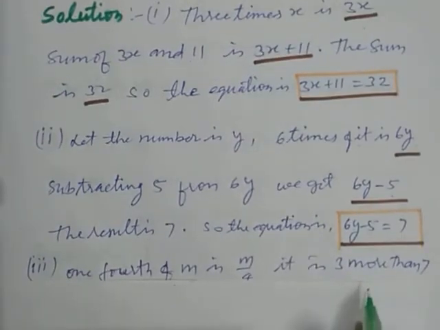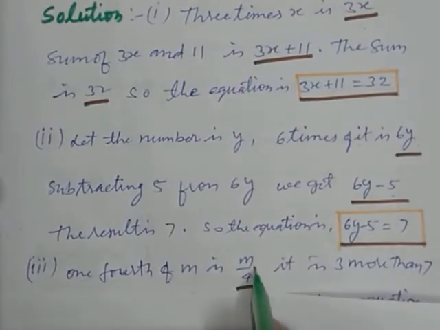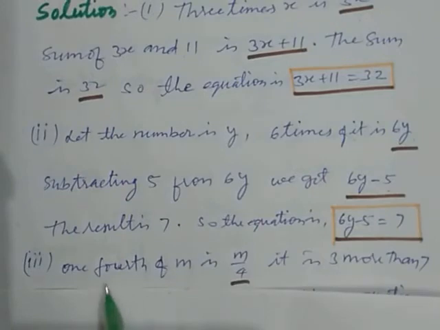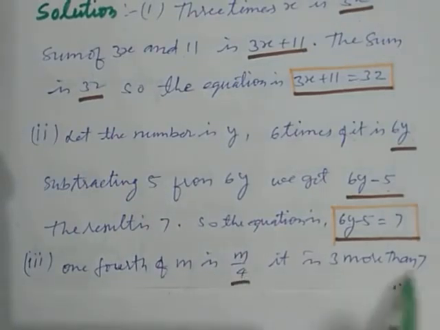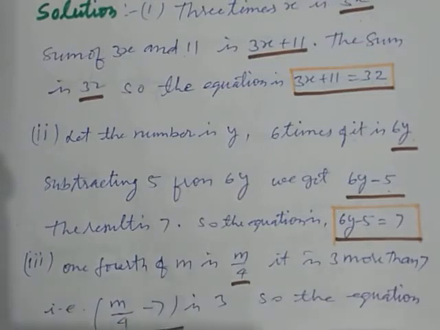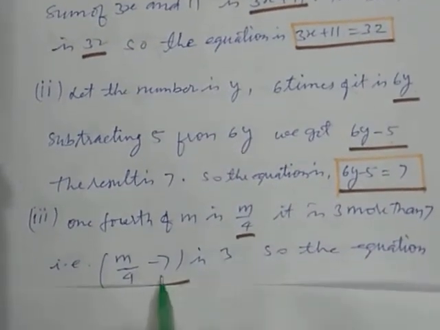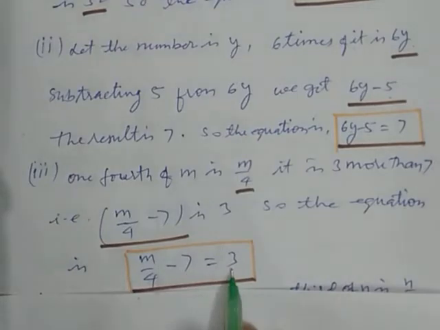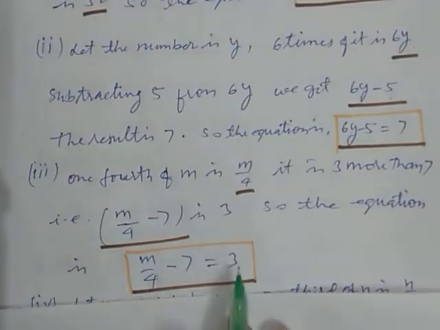Now the third part: 1/4 of m is m by 4. Here, 1/4 of m is 3 more than 7. So the first part, 1/4 of m, is m by 4. It is 3 more than 7, so if we subtract 7 from this, we get 3. So m by 4 minus 7 is 3. The equation is m by 4 minus 7 equals 3. This way we form the equation.